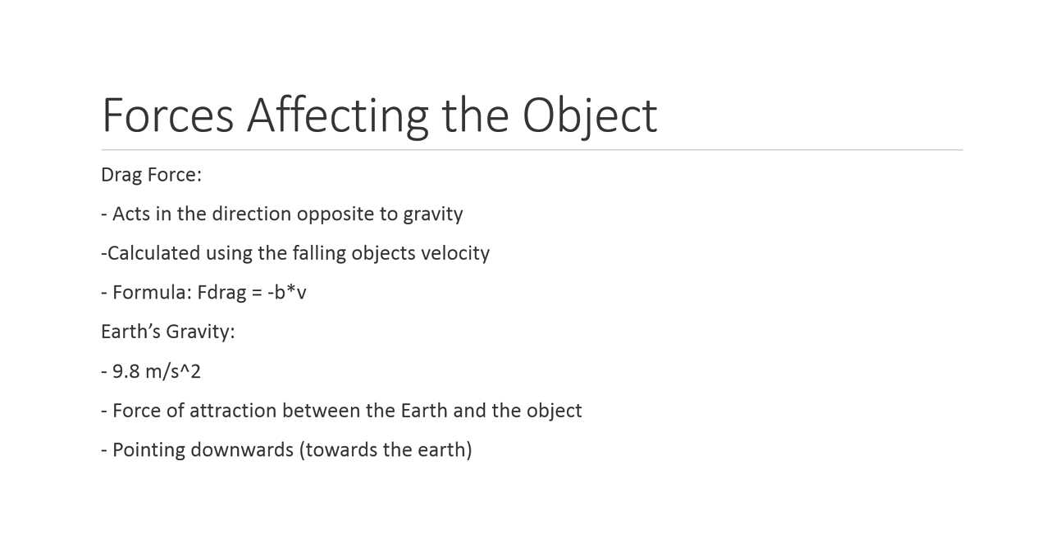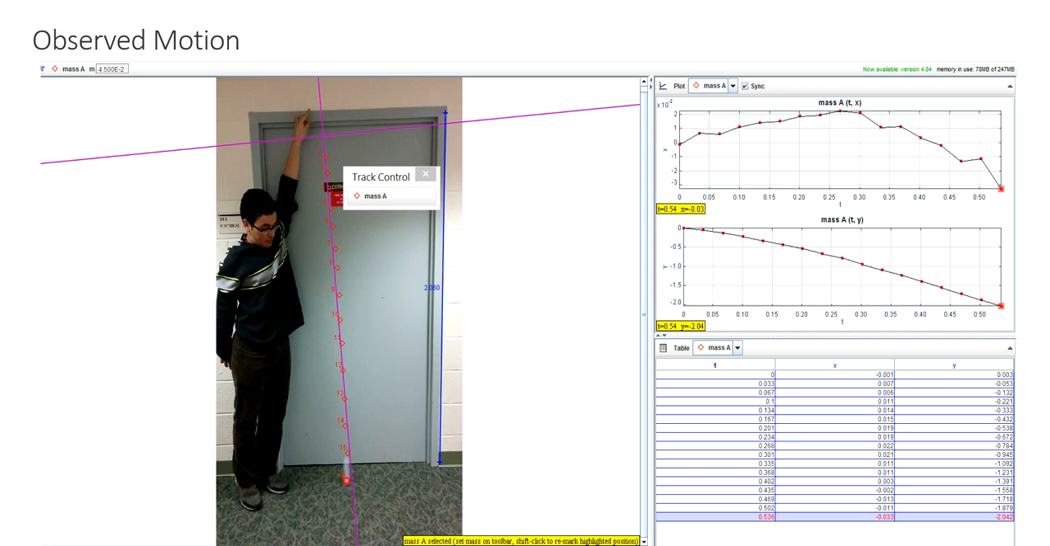Now, here are the two forces affecting the object in real life. The drag force acts in the opposite direction of gravity and is calculated using the falling object's velocity. Here we can observe the formula for F drag, where negative b is the drag force constant. We also have Earth's gravity, which is pushing in the opposite direction of the drag force. It's pulling the object downwards towards the Earth.